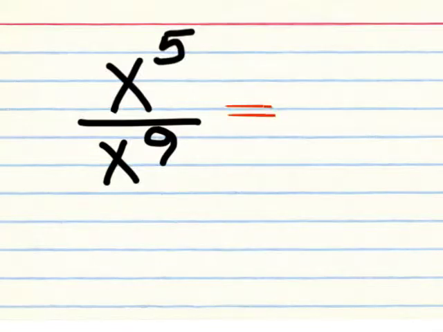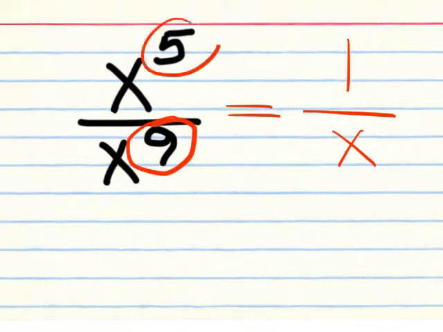X to the fifth over x to the ninth. Largest exponent is on the bottom, so put an x on the bottom and a 1 on the top. And then subtract. 9 minus 5. So 1 over x to the fourth is the answer.